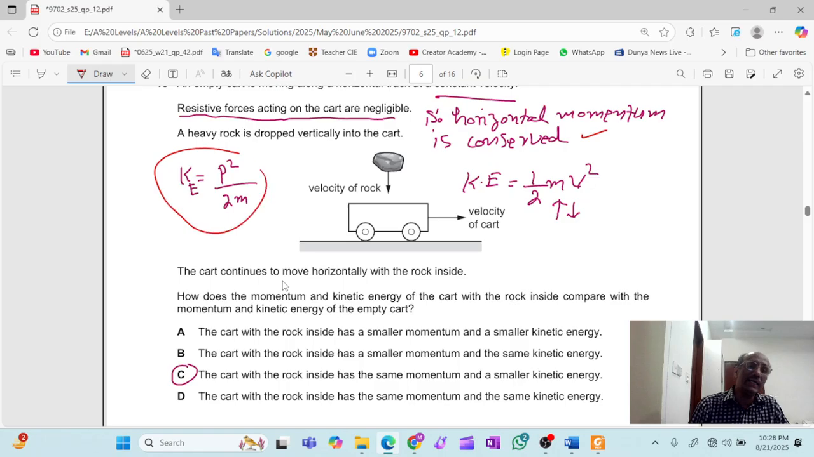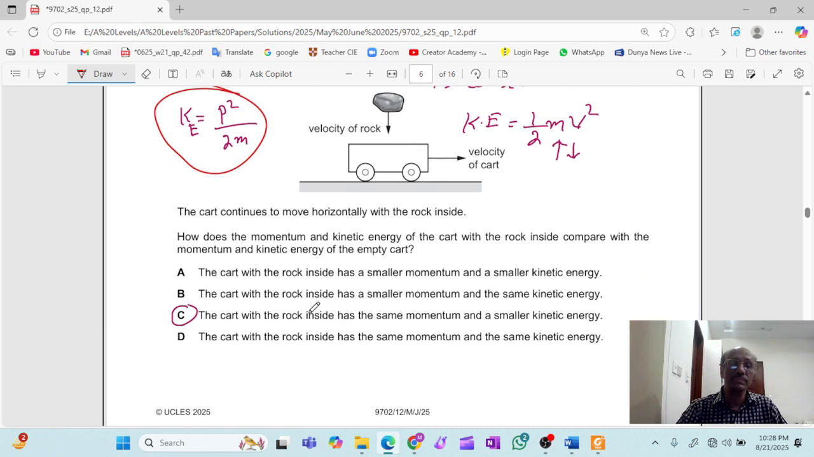And we know that kinetic energy is equal to momentum squared over 2m. So when the mass increases, then certainly the kinetic energy will decrease.